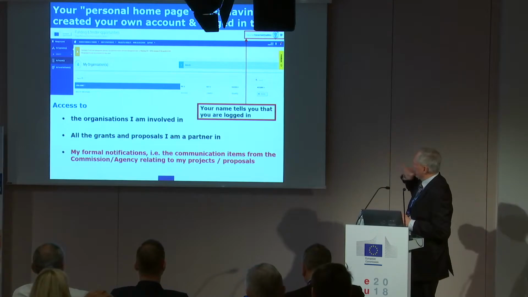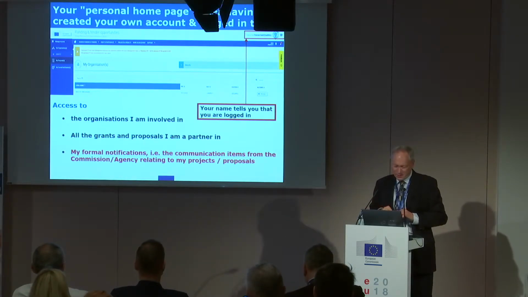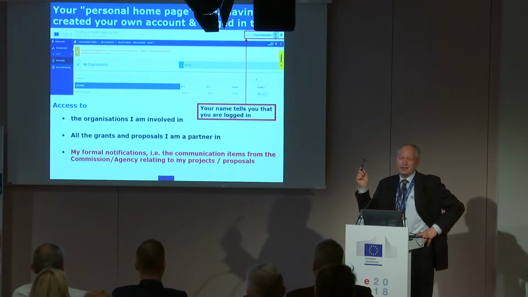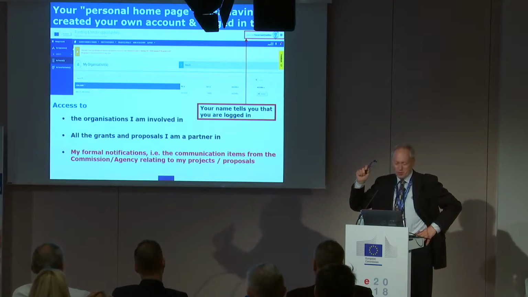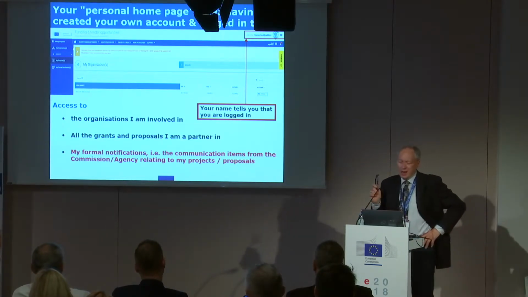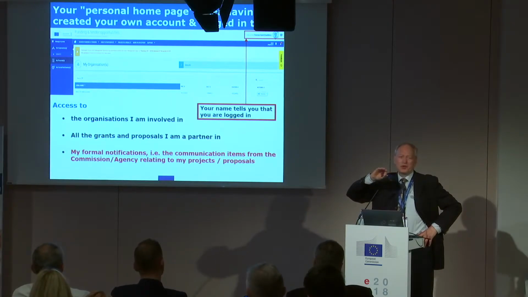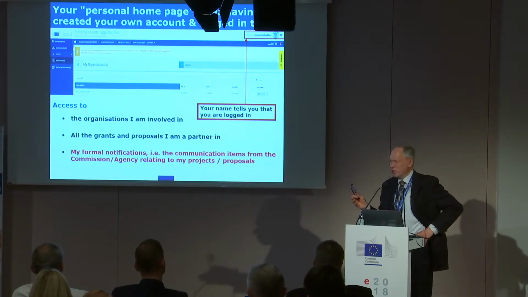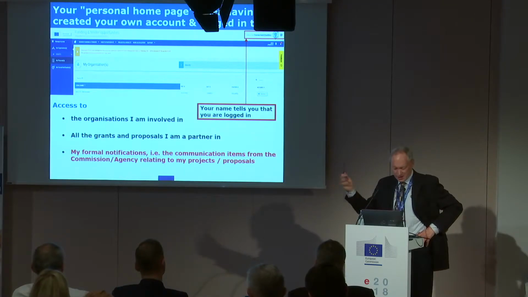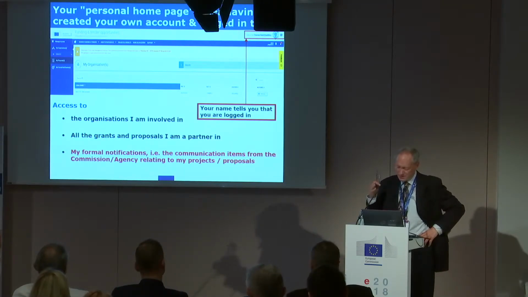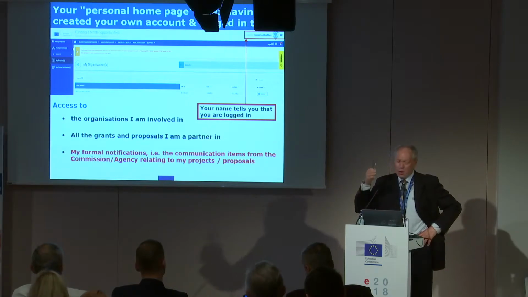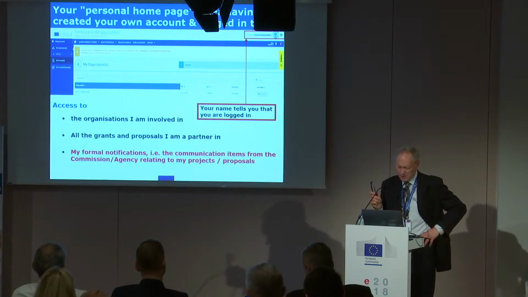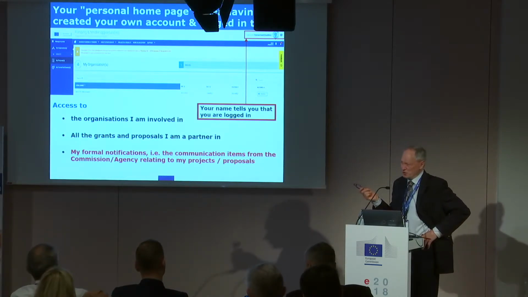If you go to the top right corner of the new funding portal, you can enter your EU login credentials, and you have access to your private space, so to say. For those of you who have such a private space now under the participant portal, you will have access with the same credentials to your space on the new portal. And there you can see the organizations I'm involved in. For most of you, this will be one organization, but there are people for whom it will be more. All the grants and proposals you are a partner in, and most importantly, all your notifications.